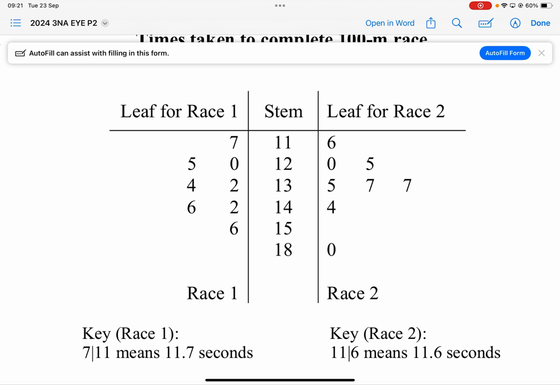But you don't go and read it as 7.11. The 11 is the stem. If you look at the tree, the plant, the stem is in the middle, then the leaf is at the side. So it is 11.7, 12.5, 12.0, 13.2, 13.4, like that. Okay?